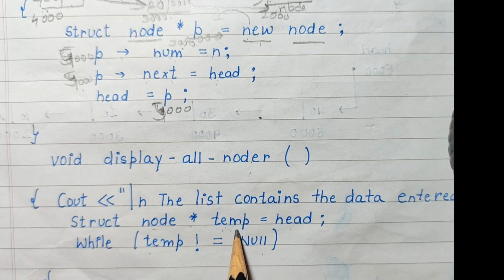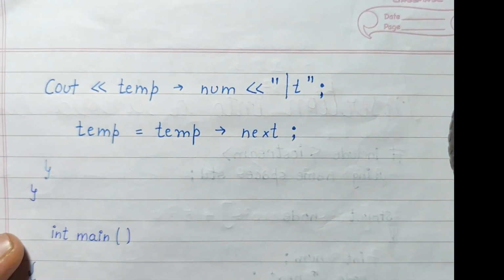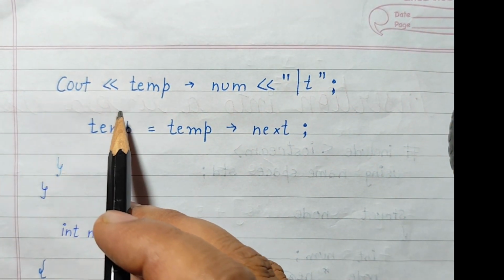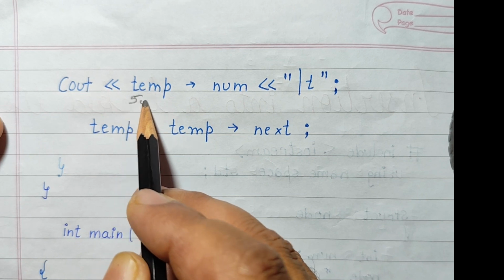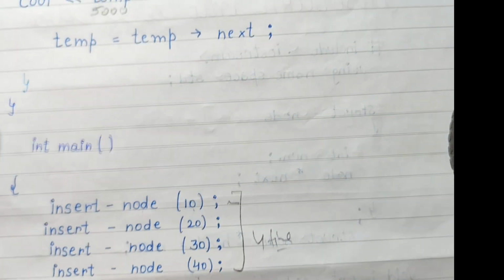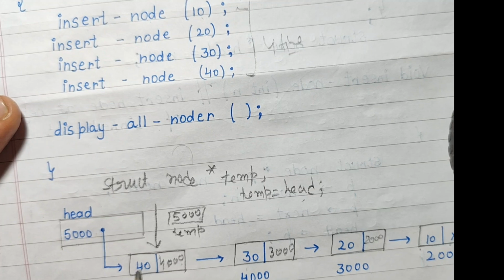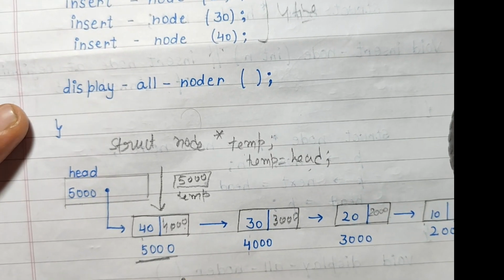Now what is the value of temp here? Temp has a value 5000 here. 5000 is not equal to null, condition true or false? Condition true. So after this control goes here. Now temp has a value 5000. Now we write cout temp of num. Temp of num means 5000 of num. What is the value of 5000 of num? 5000 of num has a value 40. So it means 40 will be displayed in the output.